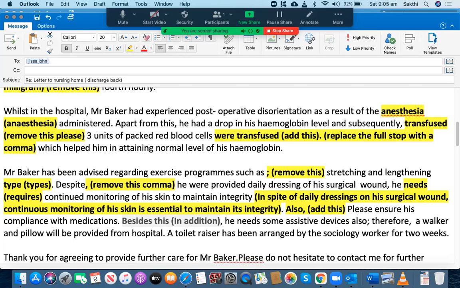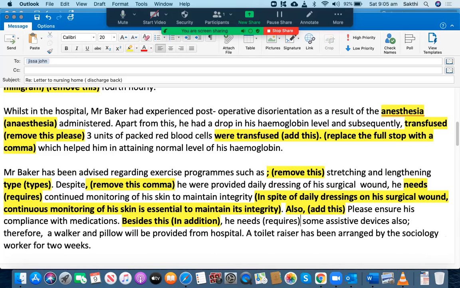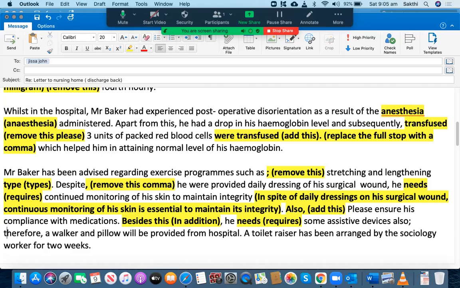Needs is definitely an incorrect way of writing the sentences. So it's not good. You need to use requires. Okay, always requires is more appropriate than needs. Some assistive devices also, therefore, okay, he requires in addition. So you have already used besides this, and then you're using also. It's not good, because you can't use similar connecting phrases together in one sentence.